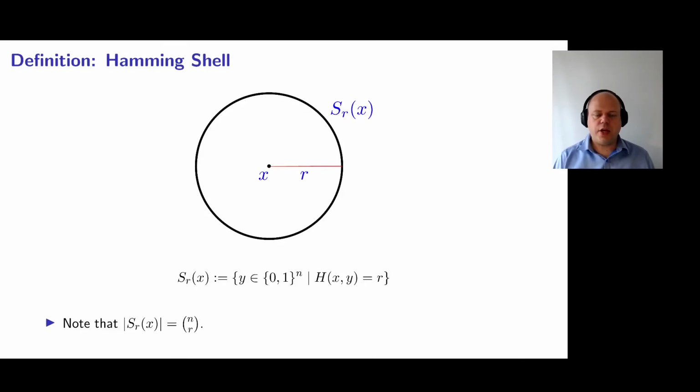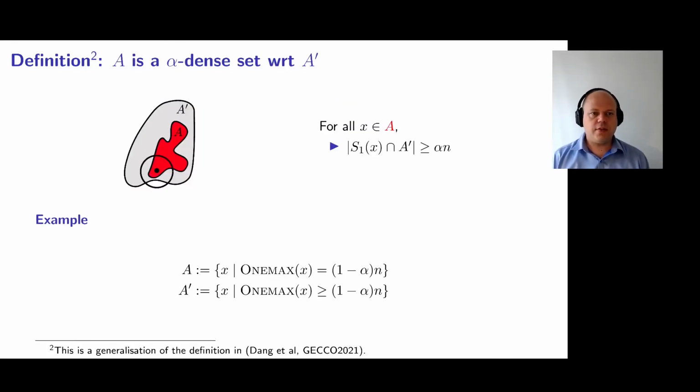We say that the Hamming shell at radius r around a bit string x is all bit strings at distance r from x. It's easy to see that the size of the Hamming shell is n choose r. We say that a set A is alpha dense with respect to a set A prime if the following holds: for any element x in A, the fraction of the Hamming neighbors of x that belong to A prime needs to be at least alpha.